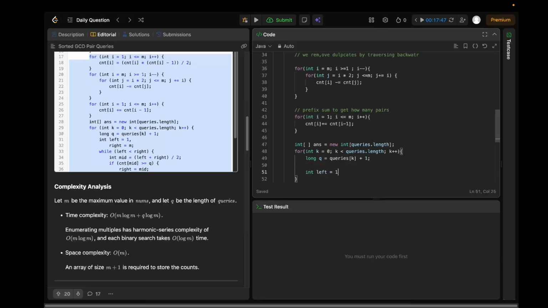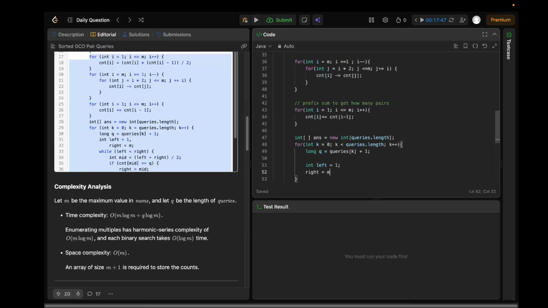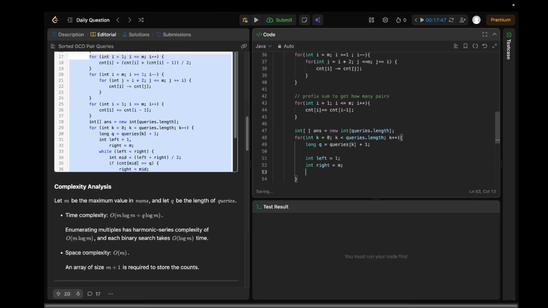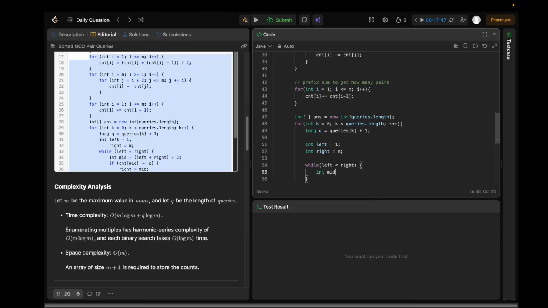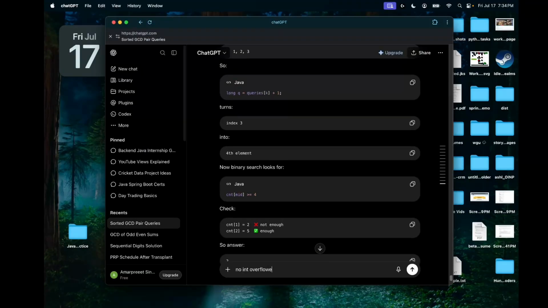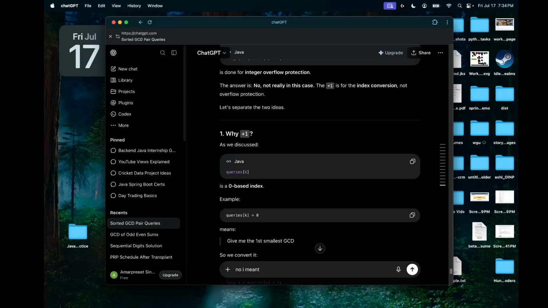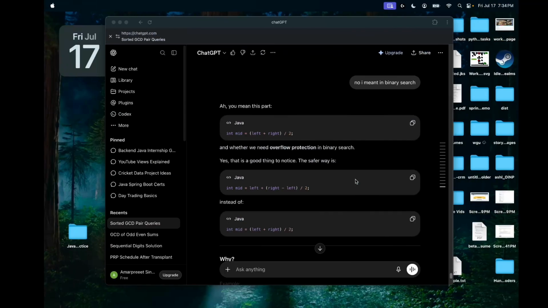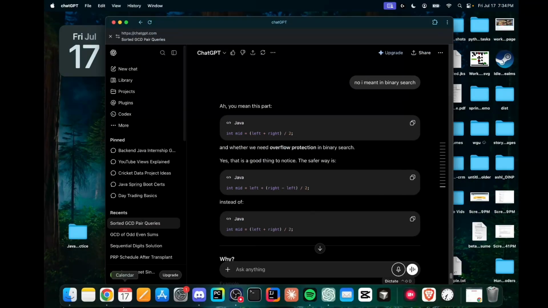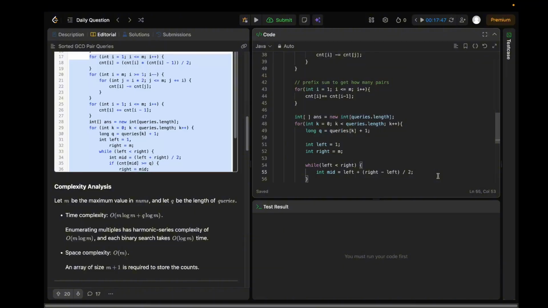How do you define the search range? Left equals 1, right equals the last, so left and right equal 1 and m. Then we do while our left pointer is less than the right pointer, while they don't overlap. Mid equals left plus right, divided by 2. Why don't we do that? I meant in binary search, it should be left plus (right minus left) divided by 2. This is just so our integer doesn't overflow.